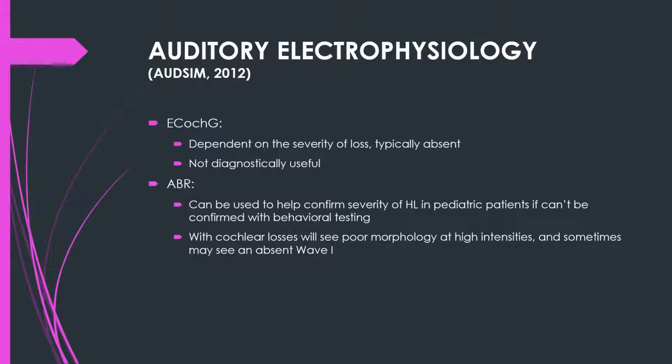AEP, so ECOG, dependent on the severity of loss, typically absent, but again, just like measles, not diagnostically useful. ABR can be used to help confirm severity of loss in pediatric patients who can't confirm behaviorally. With cochlear losses, you will see poor morphology at high intensities and sometimes may see an absent wave one.